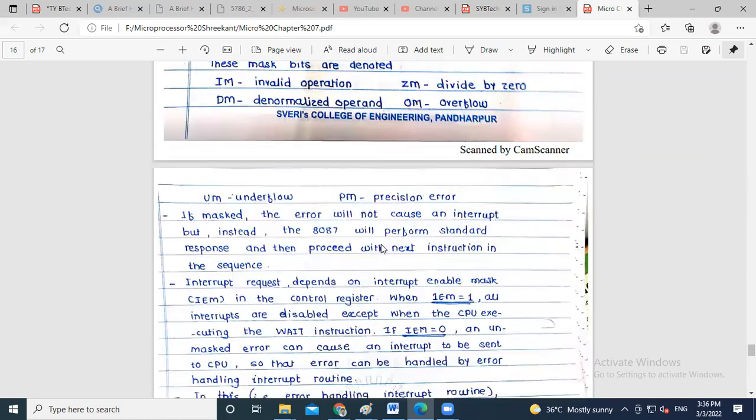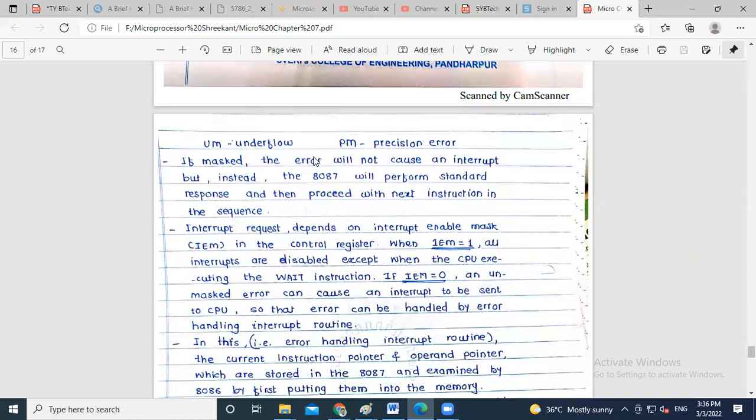So next I will go directly to underflow and overflow. Here, precision error means precision error and underflow level. If the error is masked, it will not cause an interrupt; instead, the 8087 will perform the standard response and proceed to the next instruction in the sequence.